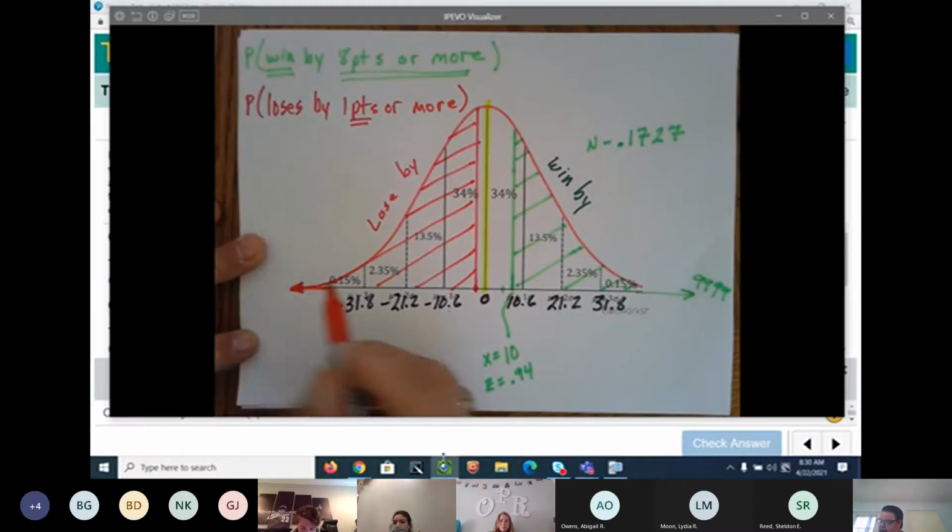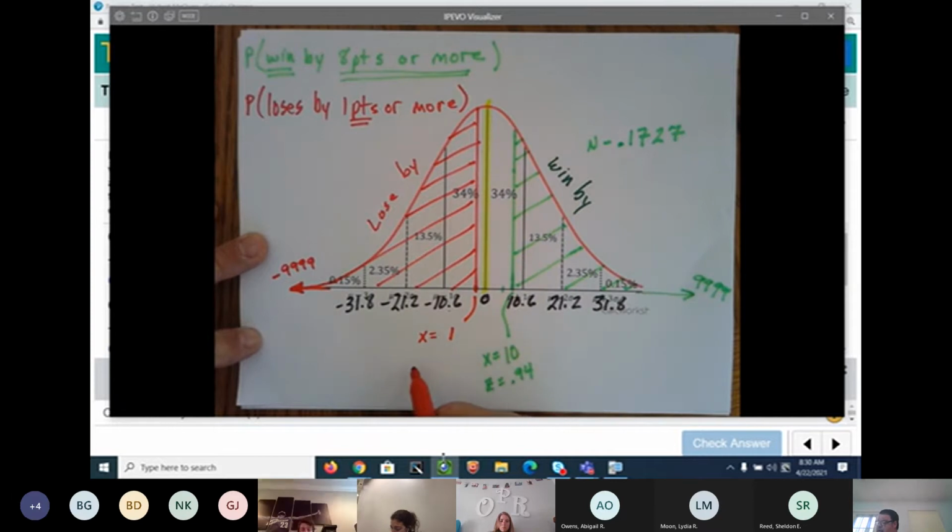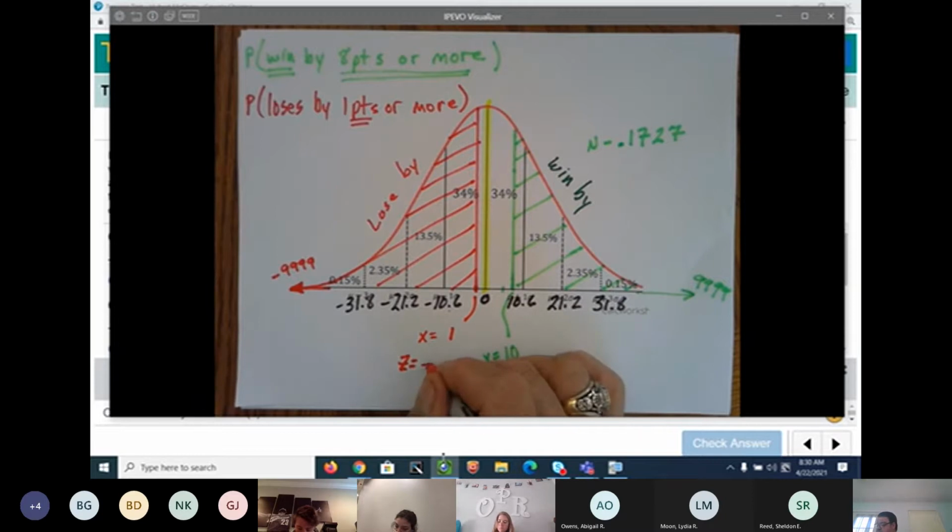And this arrowhead right here is called negative 9999. So somebody help me change 1 into a z-score. So I need 1 minus 0. So take 1 and divide it by 10.6 and give me 2 digits, please. It's going to be like negative 0.2 or something. What is it?